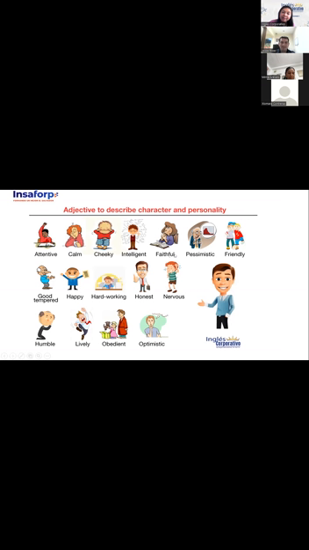Faithful es alguien que es leal. Faithful, pessimistic, friendly, good temper, happy, hardworking, like all of you, hardworking, honest, nervous, oh, like when you speak English, humble, humilde, humble, lively, alguien muy activo, muy, muy vivo. Pero activo, no sé si me entiende, lively, obedient, optimistic.